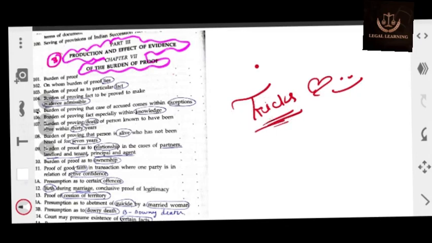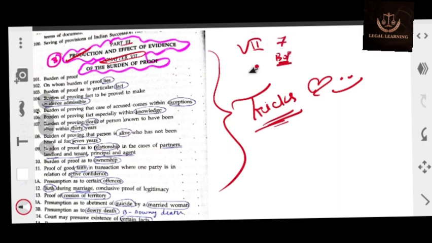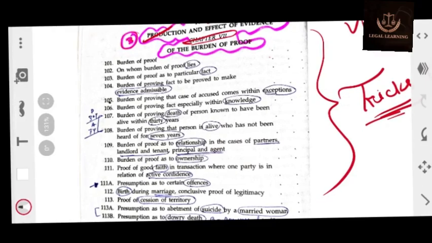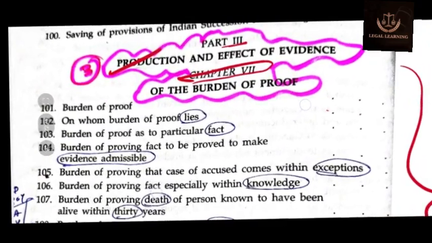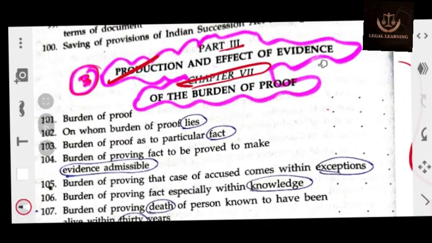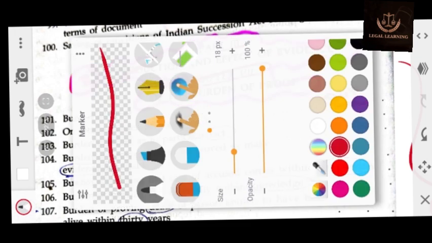In this video also I'm going to deal with tricks to remember part 3 of the Indian Evidence Act that deals with production and effect of evidence, and part 2 here, chapter 7, that is BOP, burden of proof. Now first of all, before starting anything, we need to understand the relevance, the importance of that particular thing, because we can skip less important portions. Now I'm going to give you tips.